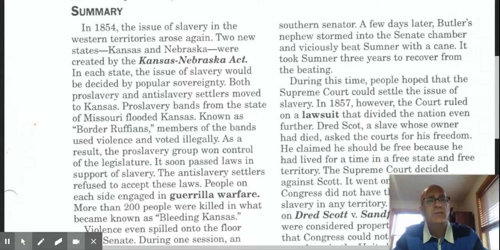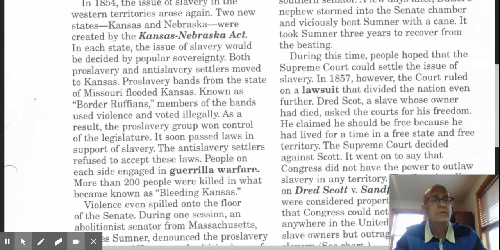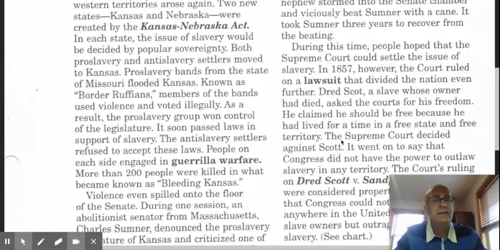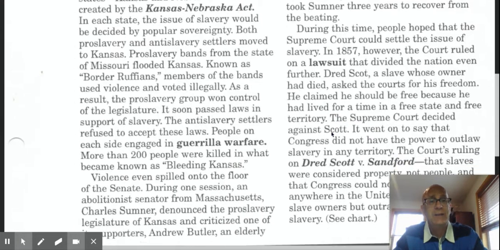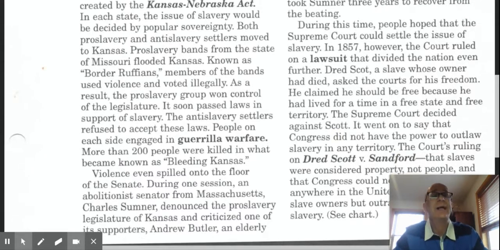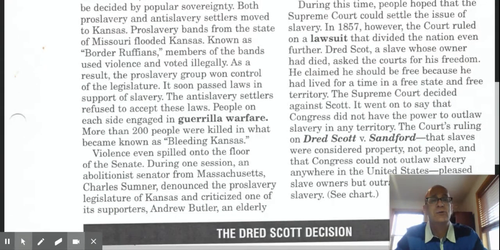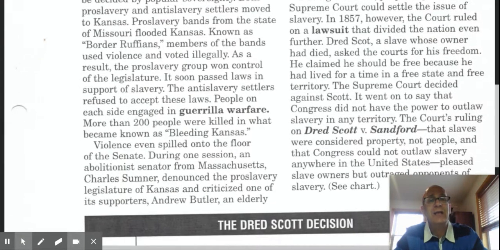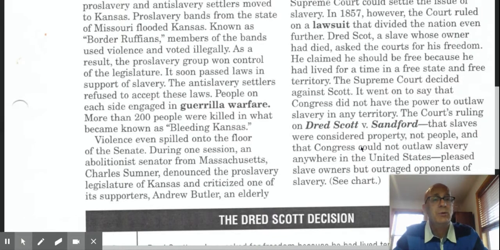This lawsuit involved Dred Scott, a slave whose owner had died, and he had asked the courts for his freedom. He claimed that he should be free because he had lived for a time in a free state and a free territory, the territory of Wisconsin and Minnesota. The Supreme Court decided against Dred Scott, and it basically said that Congress did not have the power to outlaw slavery in any territory. It also said in the decision, Dred Scott v. Sandford, that slaves were considered property, not people, and they really had no right to even appear in court to bring their case against the United States.